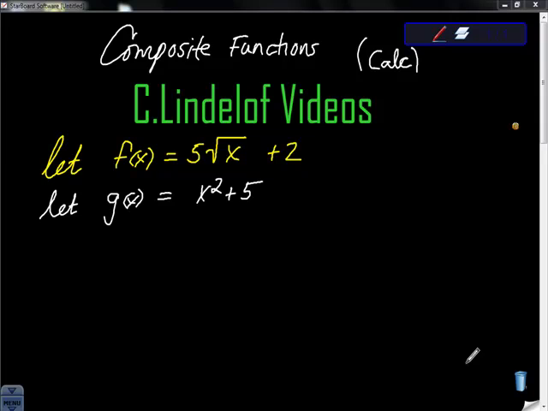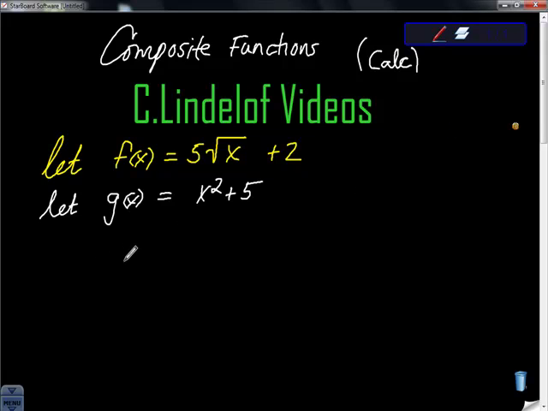Okay, video on composite functions. The application actually comes from AP Calculus. However, this is just algebra, so before anybody comes back and says this is not calculus, I get it. So let's just do this composite function because it is the basis of calculus. Let's try this really quick.